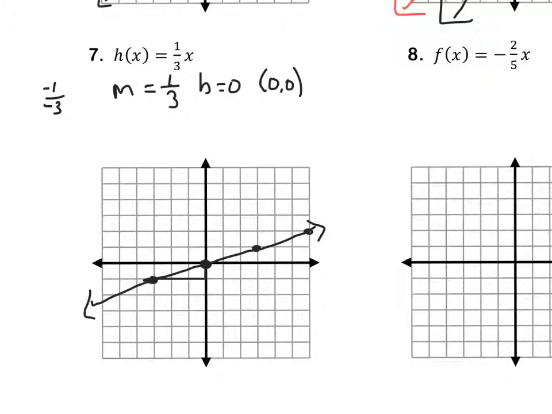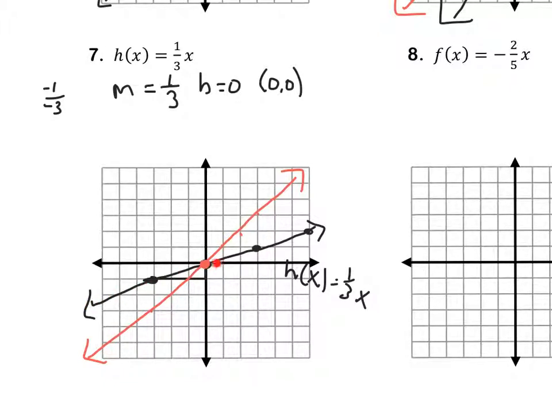So now I have h of x is equal to 1/3 x, and I have to label my line. And now I do the parent function. The parent function is also at 0, 0, but it has a slope of 1, so we'll draw that in there. Okay, so how do I describe this?